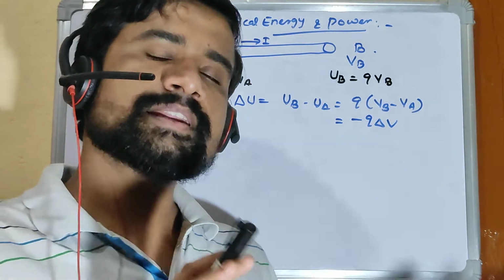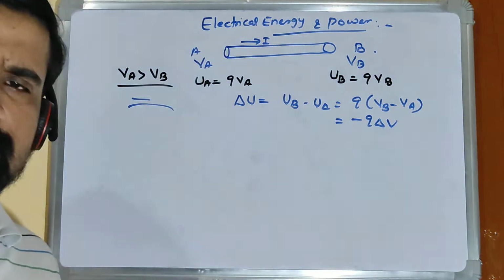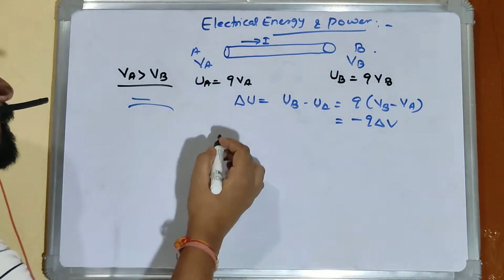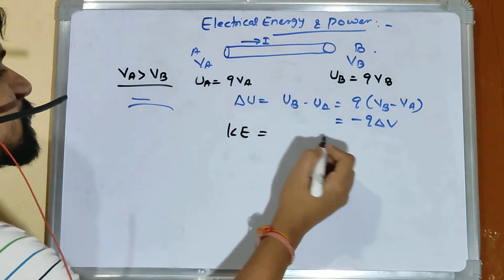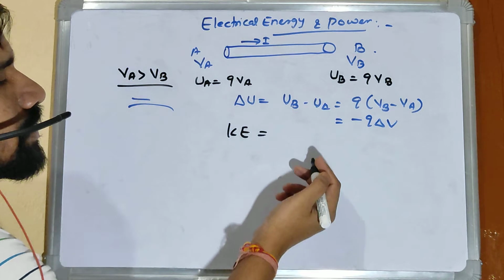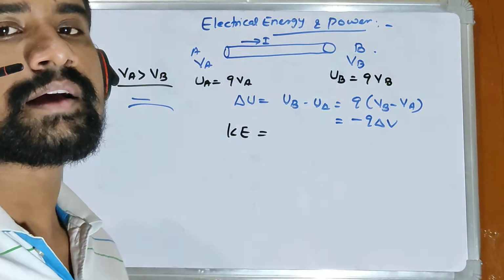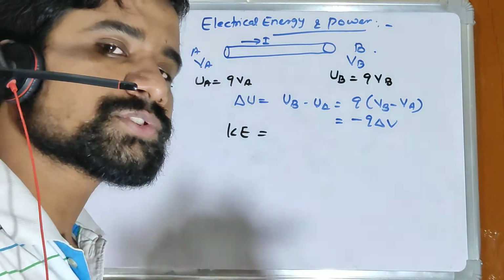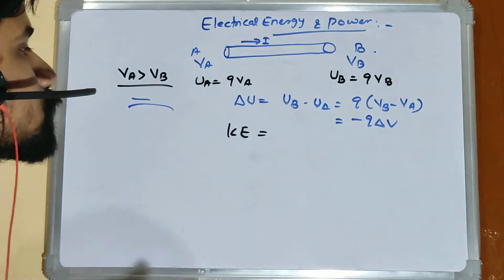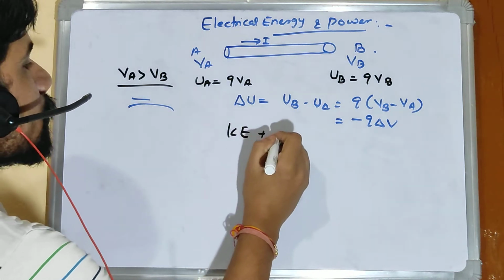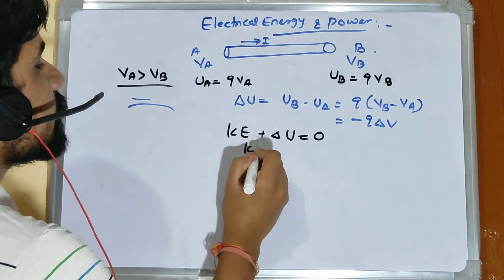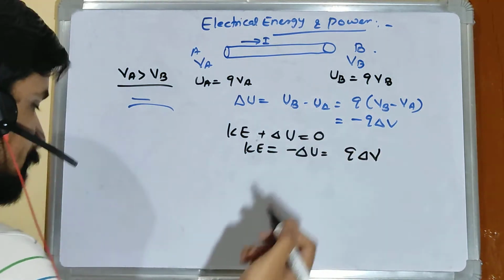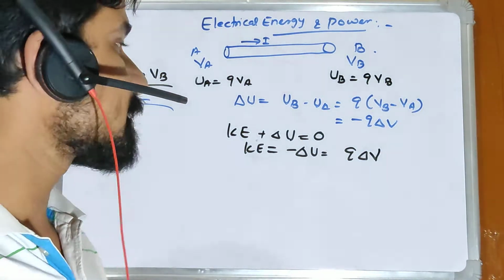But if there is a decrease in potential energy, there is an increase in some other energy. You know, total energy will be constant. So kinetic energy is the major carrier after potential energy. So if potential energy goes down, kinetic energy will come up, right? So that net energy change is zero and kinetic energy will be minus of delta U, which is Q times delta V. Q times delta V, this is the kinetic energy.